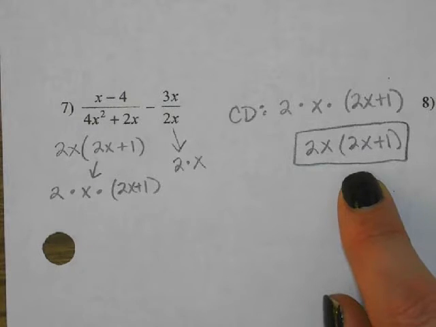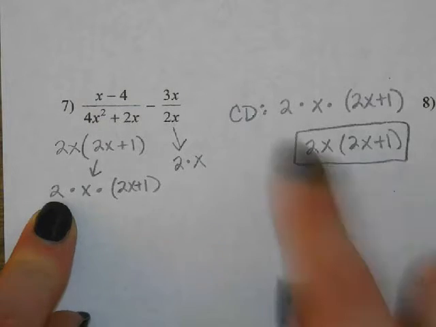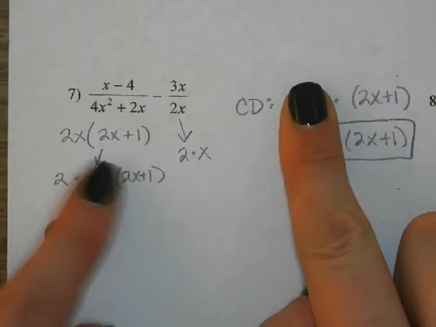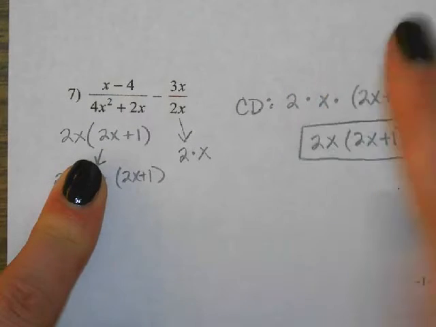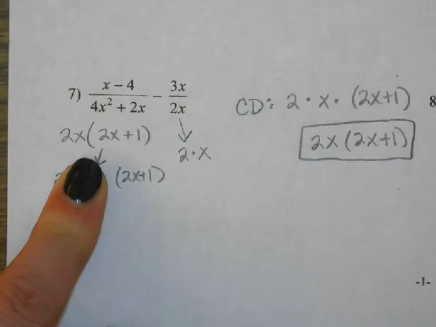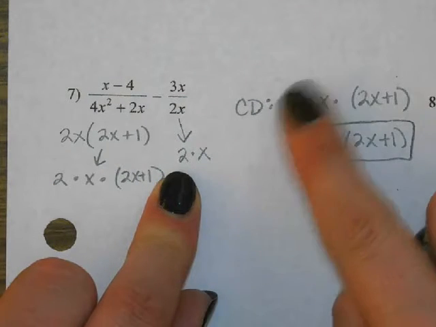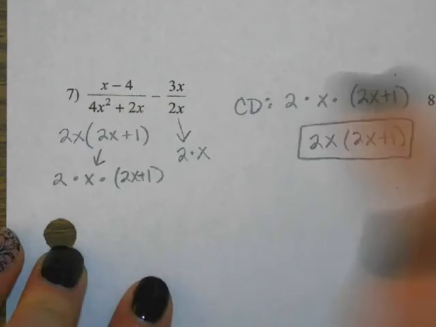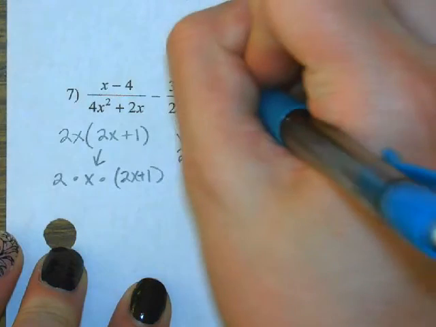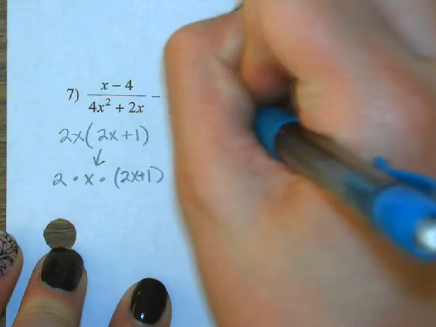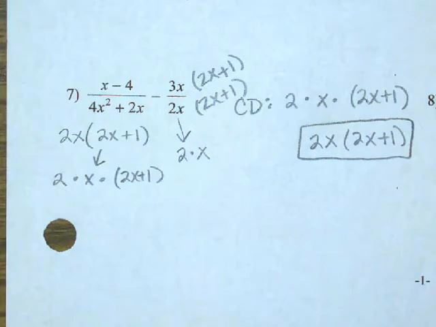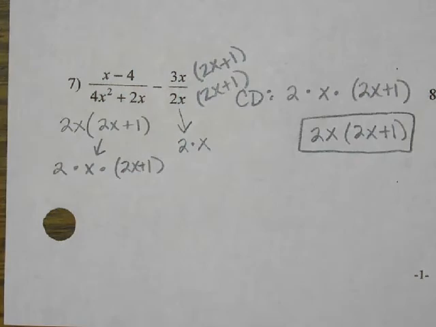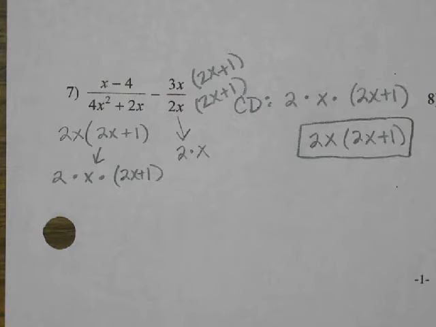All right, so if we look at the first fraction, it's got a 2, it's got an x, it's got the 2x plus 1, so what does it need? Nothing. The other one has a 2, and it has an x. It needs the group, the 2x plus 1, and since that was a group, I'm going to put the group up here.